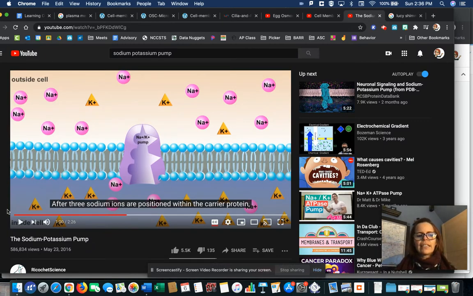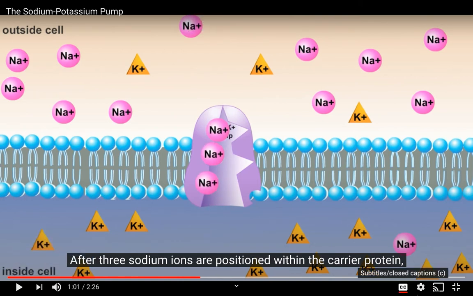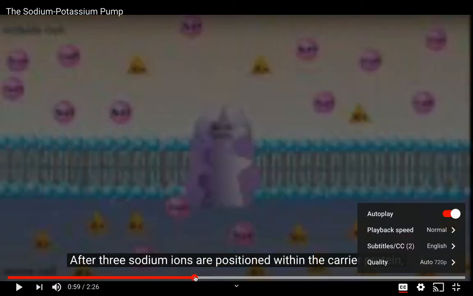I fast forwarded it just to 1 minute. You can watch how the sodium-potassium pump works and why this is called active transport. Notice the use of ATP. Free sodium ions. Oops, I still have it really fast, so maybe I'll slow it down to the correct speed. I'll slow it down just a smidge. Let's go back to just a teeny bit right there.